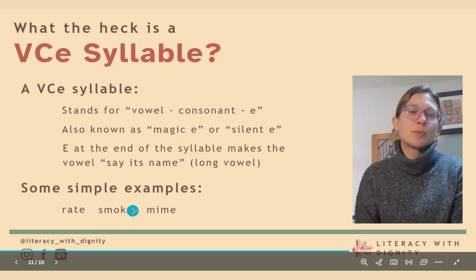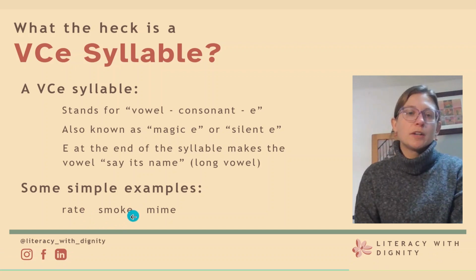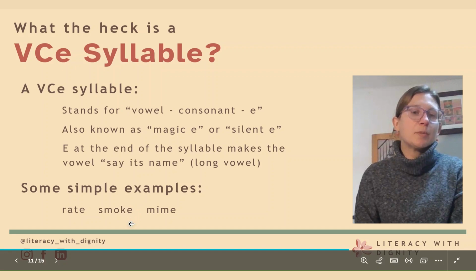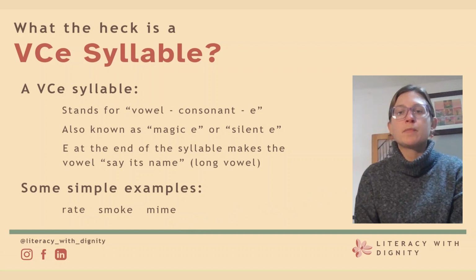For S-M-O-K, that's not a word, but we'd have S-M-O-C-K, that would be smock. Take that C away and put an E, that makes it smoke. And then this syllable would be mim, put an E at the end, and that would be mime. So getting them to really go back and forth between those 2 instances really quickly and automatically.